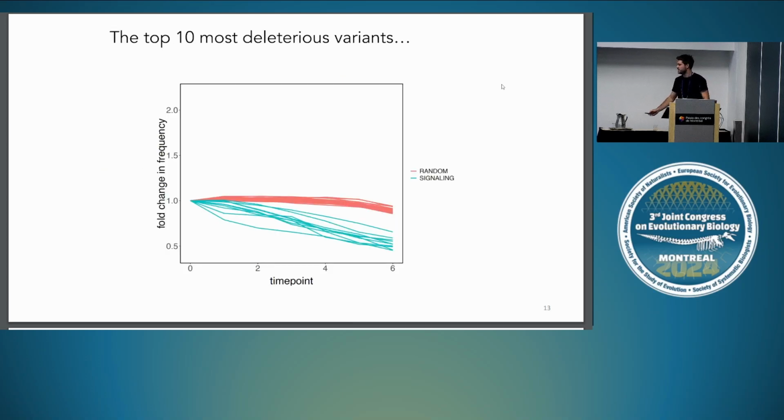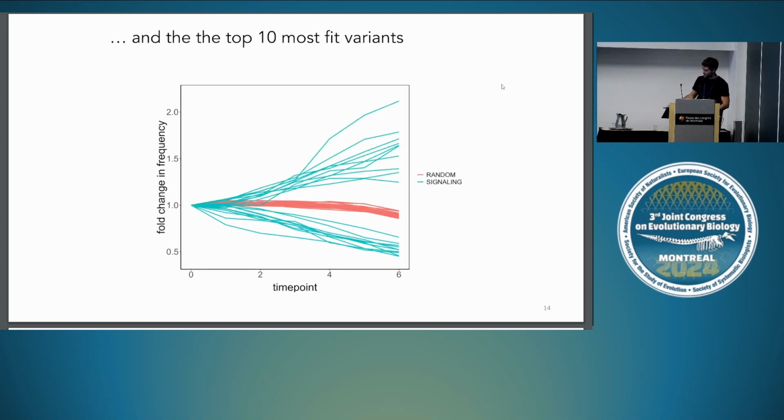All right, so let's see some of the first results. This is for the 2-day condition, and here I'm plotting the fold change in frequency of the top 10 most deleterious variants in blue. And you can see that they are going down in frequency. In red, I'm indicating the frequency trajectories of lineages that are barcoded but not edited. So these have neutral fitness, and this is kind of our baseline. And then these are the top 10 most fit variants that are increasing in frequency, and actually one of them is an oncogenic mutation in humans.